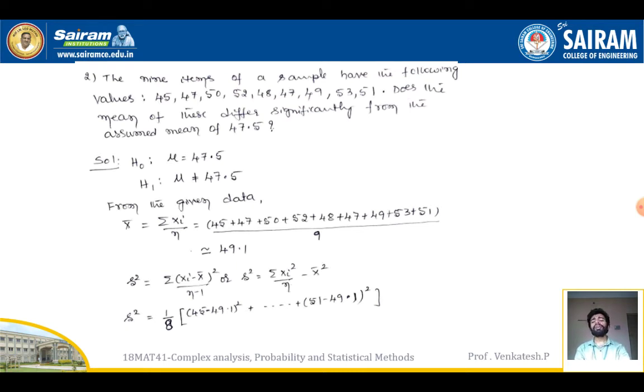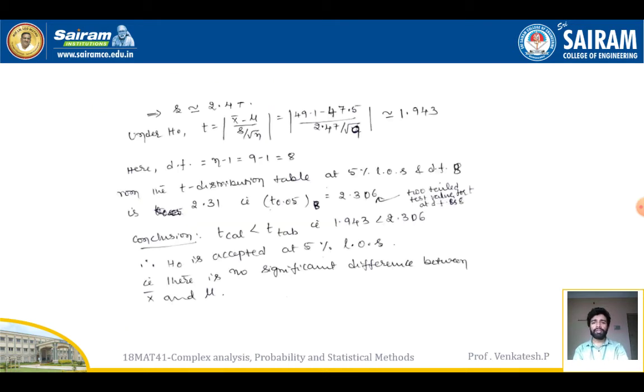Now from the given data, I can estimate the value of x bar. x bar is equal to summation xi by n, adding all the x values. Since they have given 9 observations, n is equal to 9. On summing and simplifying, x bar is equal to 49.1. Similarly, we know how to estimate s. The formula is s squared equals summation of (xi minus x bar) whole square by n minus 1. On simplifying this formula, we get the standard deviation of 2.47.